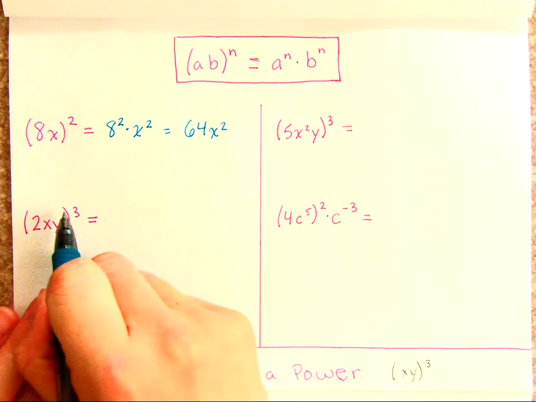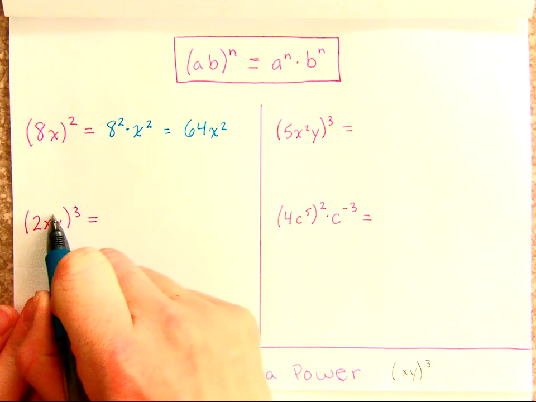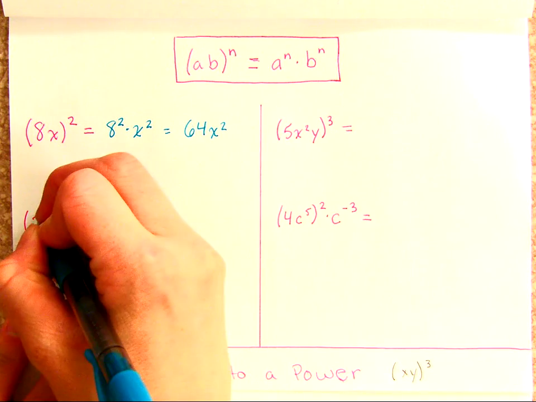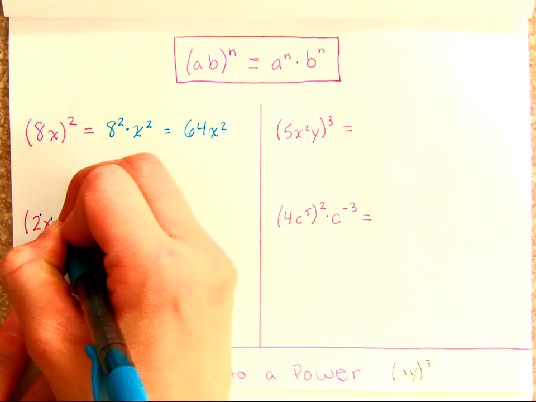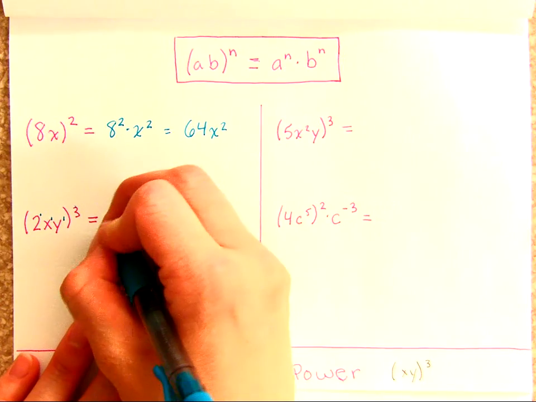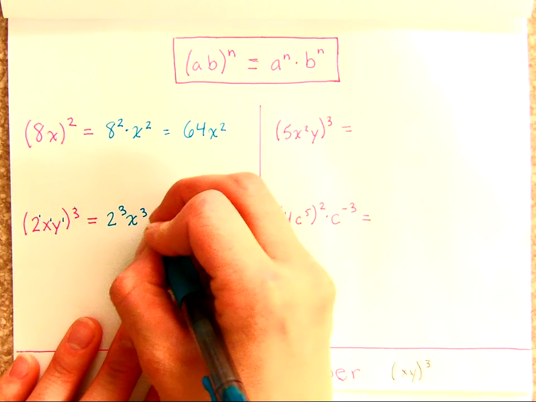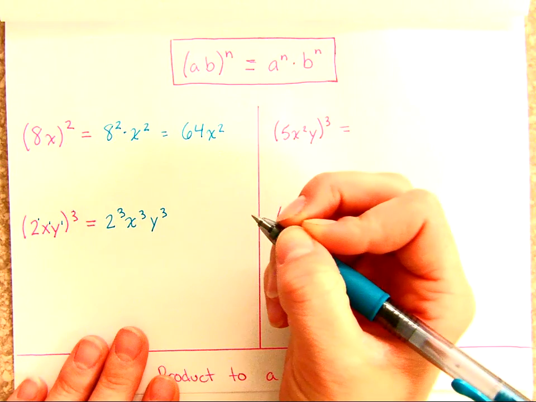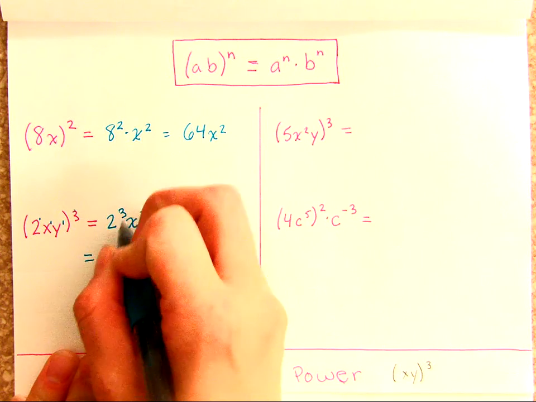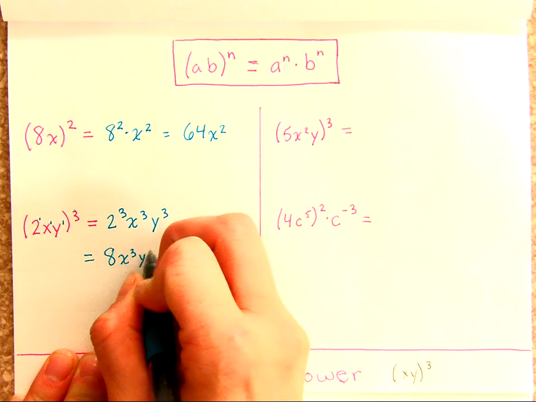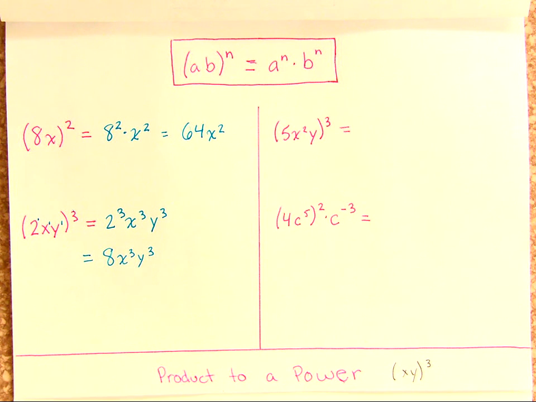Next one, we got to distribute this 3 to each one of these. And again, that's multiplying. These all have little ones there. So this becomes 2 to the third power times x to the third power times y to the third power. And then again, 2 to the third power becomes 8. That's our fully simplified answer there.